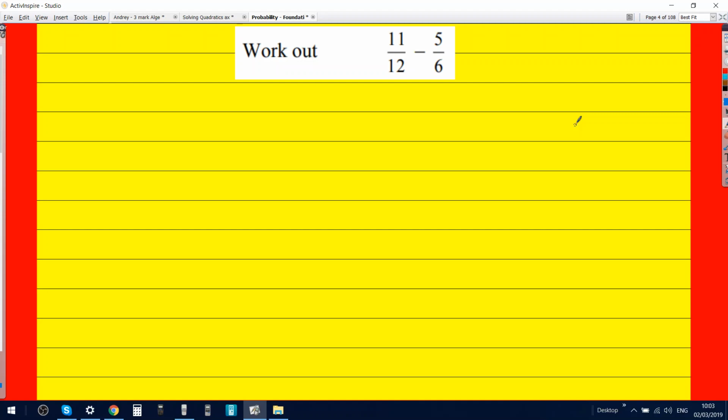So do you have to times 5 over 6 to get the denominators the same? So it would be 11 over 12 minus 10 over 12, which will be 1 over 12. That's it.